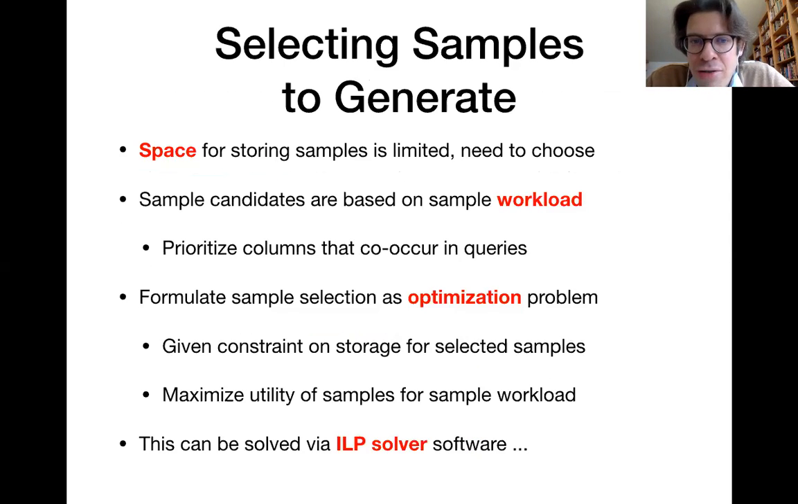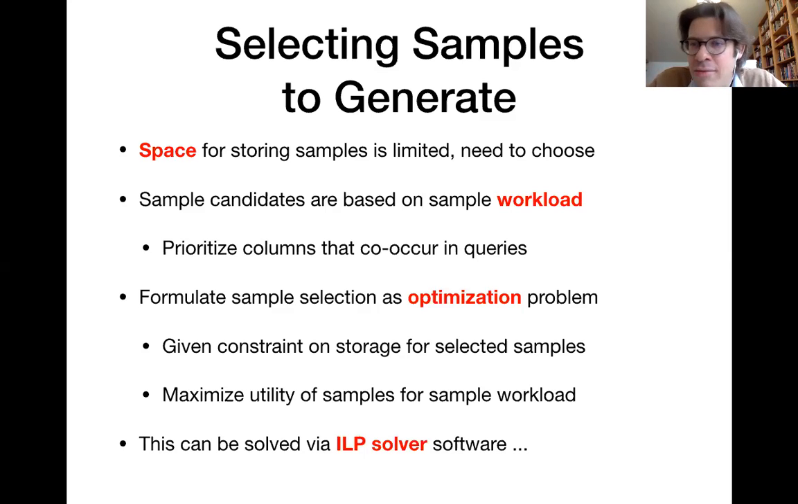Our space for storing samples is of course limited, so we have to be smart about picking which samples we want to generate and store. To do that, we use a sample workload, which is meant to be representative of the queries that we will see at runtime. And then when creating those samples, when considering which columns to select for stratified sampling, we prioritize those columns that co-occur in certain queries. For instance, if one query uses those columns in the group by clause or in predicates in the where clause.